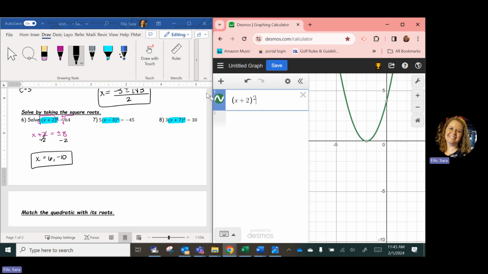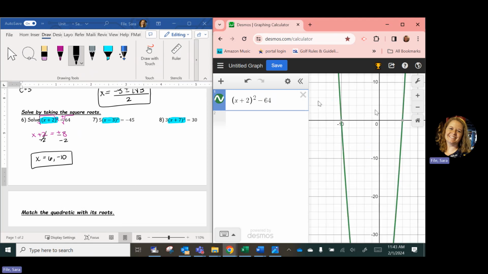2 squared. And then I would have had to move the 64 over. It would have become minus 64. I can zoom out and I can see negative 10 and 6. Those are the same solutions I got doing the square root method. Now again, notice how I had to move the 64 over from the right side of the equation so that it was set equal to 0 before I can type it in the calculator.